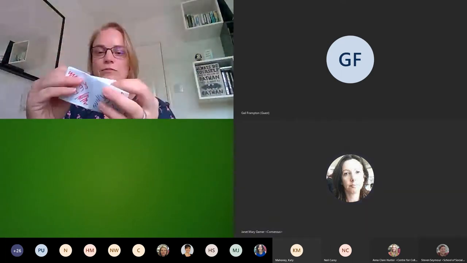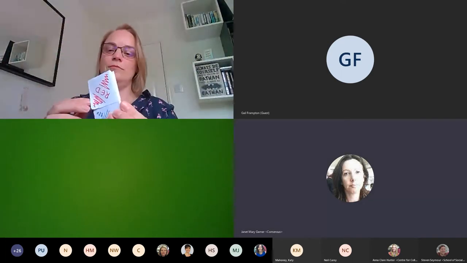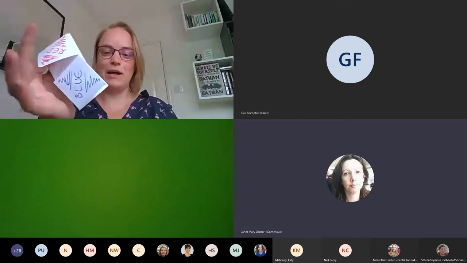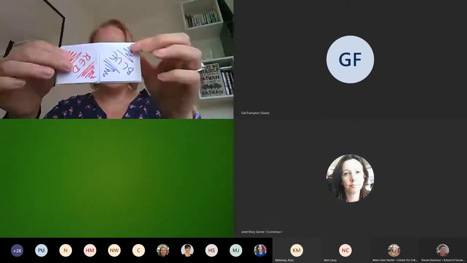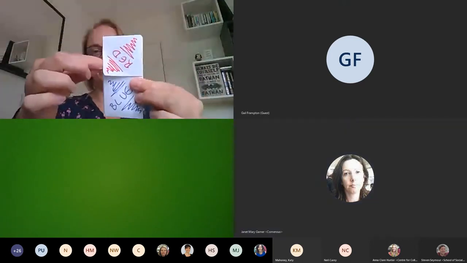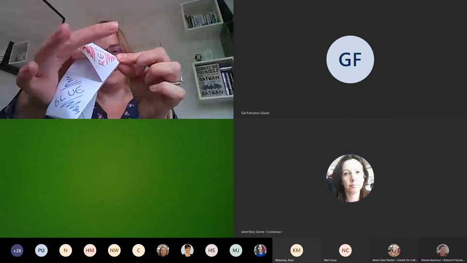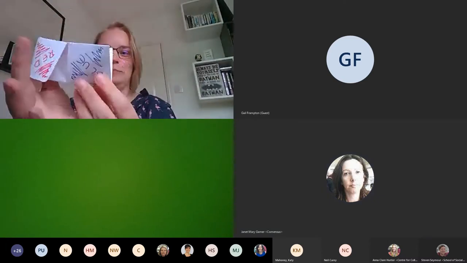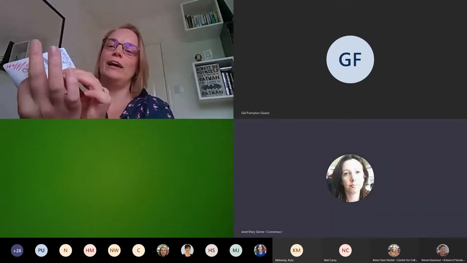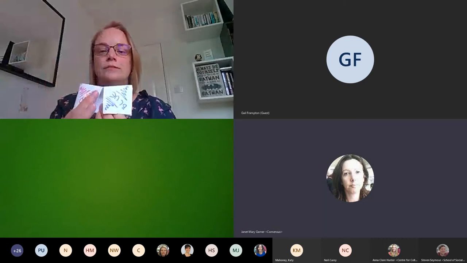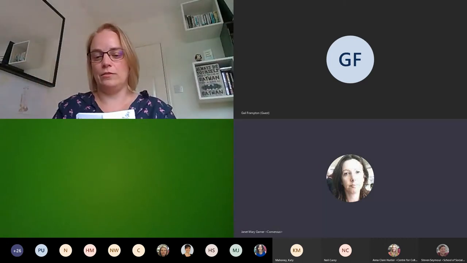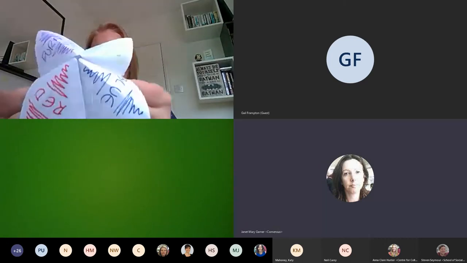And then once you're done, if you fold it in half like that, that's the easiest way. You put your fingers in the flaps, in the square bits, behind the colours, and you pull it together. And what you end up with is that.